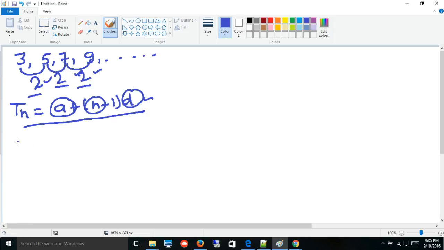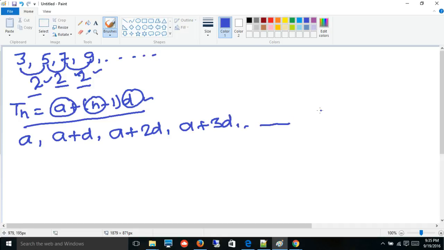Now, I already explained the generic form of AP, that is a, a plus d, a plus 2d, a plus 3d, and so on. And if we are saying it is the nth term, we can say a plus n minus 1 into d. So this is the generic form of arithmetic progression, where a is the first term and d is the common difference, which we already discussed.